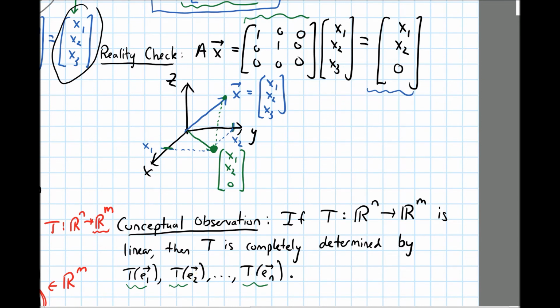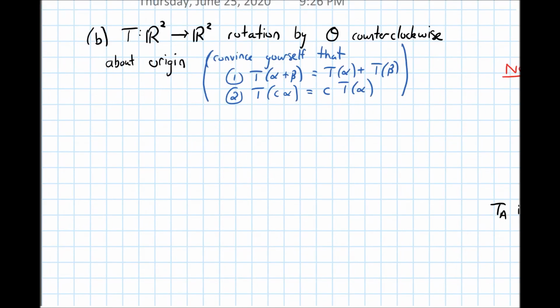Okay, so let's do another example, finding the standard matrix. So in this next example, let's suppose that T is a function that goes from R2 to R2, and this is a rotation by theta, so theta is some angle, counterclockwise about the origin. Okay, so this T is a linear transformation.